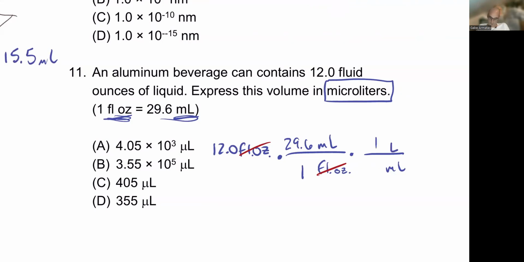1 milliliter is equal to 10 to the -3rd liters. Again, I'm using the thing above. Milliliters cancels. Next up, I want liters to go away, and I want microliters to remain. 1 microliter is 10 to the -6th liters. Liters cancels, and I'm left with microliters. It was a trip to get there, but that's what you get.